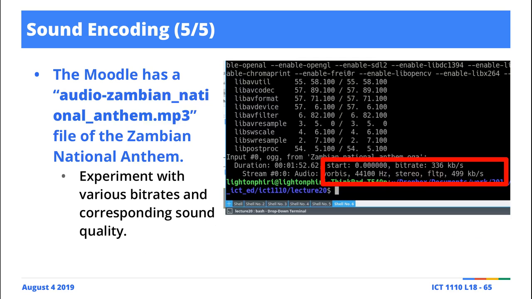All right, so for this to make more sense, we shall have you guys convert these to different bit rates. I'll upload the Zambia National Anthem on Moodle or something, and then you can experiment with it and see the effects of reducing the bit rate, altering the sampling rates and whatnot, so that you notice what's happening to the size and the quality of the audio.